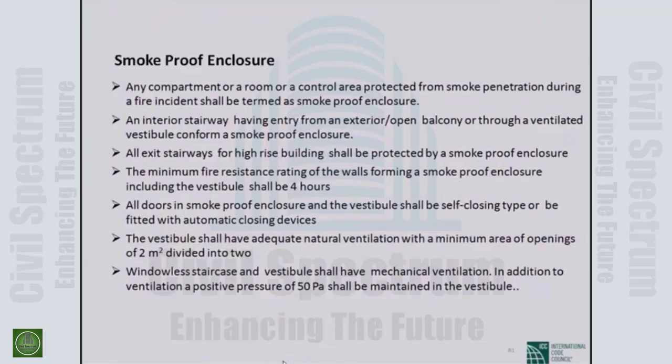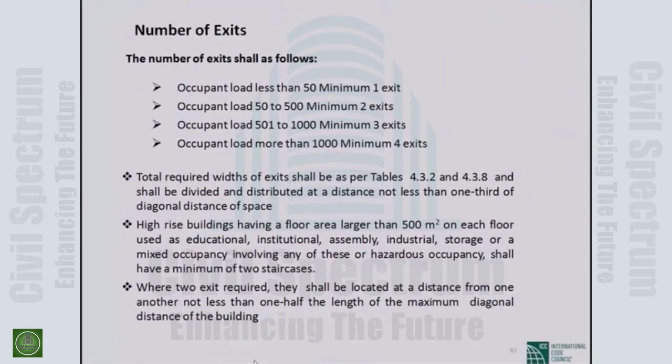Except for enclosure, you need a 4-hour rating. You need a vestibule or a stair. You need a vestibule or open area to save the building. If it is a high-rise building, there will be a 4-hour fire rating for the enclosure. These two you have to be careful about. And for the exit enclosure, you need fire pressurization, particularly in a high-rise building, and the pressurization must be 50 Pascal. So for a smoke-proof enclosure, all exits of the building must be smoke-proof enclosures.